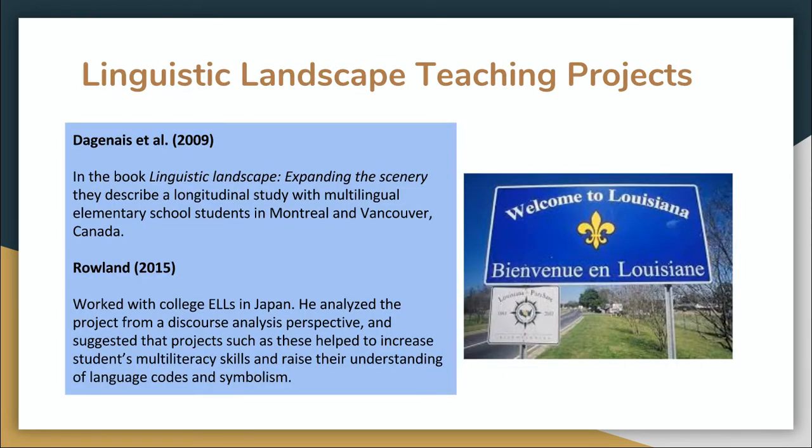There were two research projects that described actual implementation of projects beyond just the theoretical, as these four research studies did. Rowland worked with English language learners in Japan, and he analyzed the project from a discourse analysis perspective and suggested that projects such as these can help to increase students' multiliteracy skills and raise their understanding of language codes and symbolism.